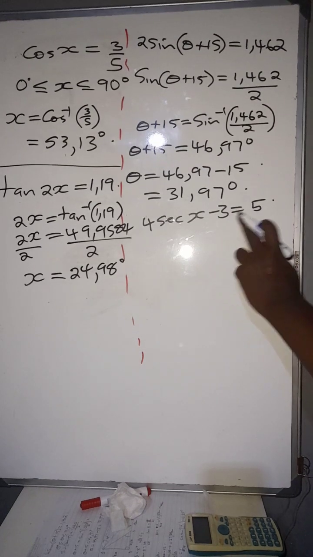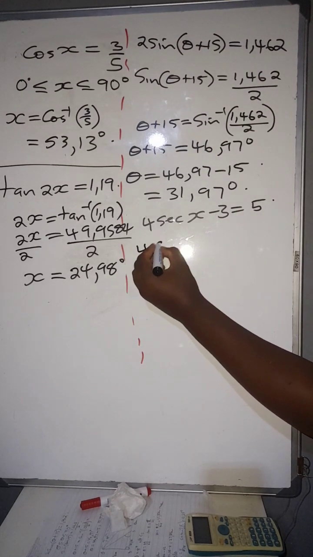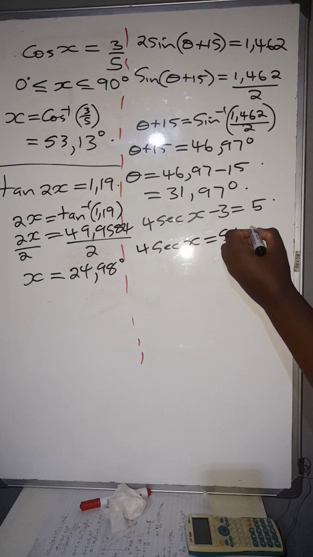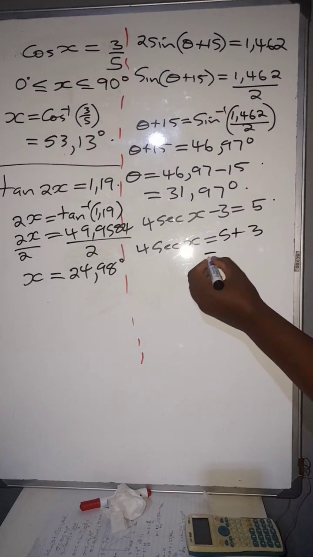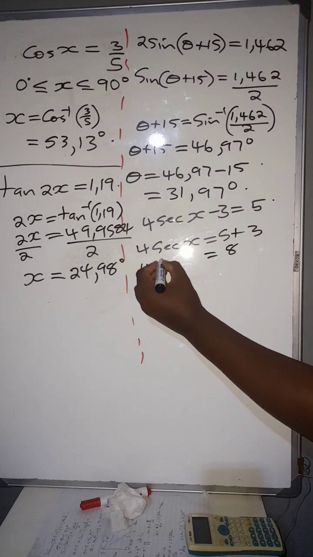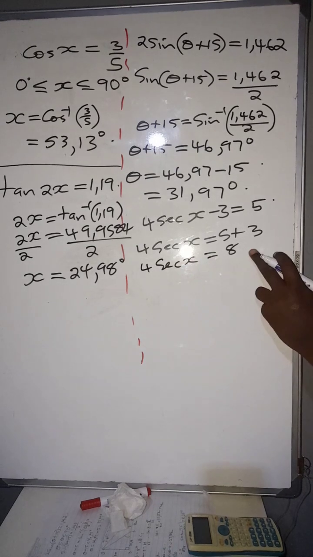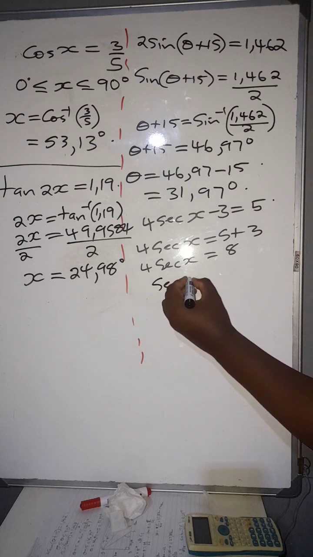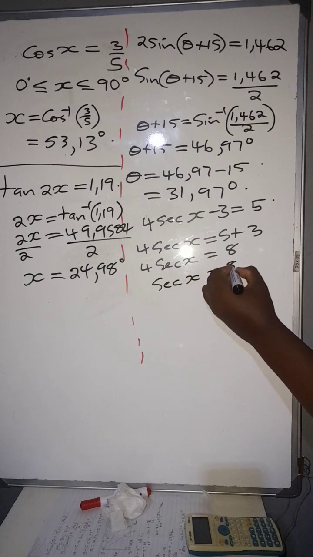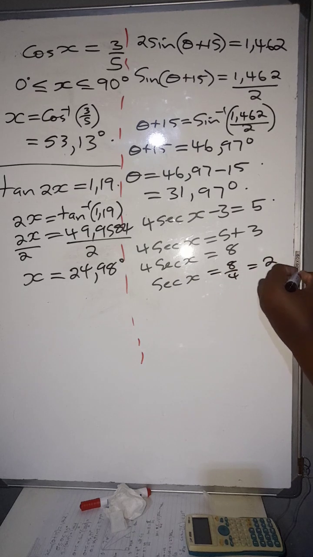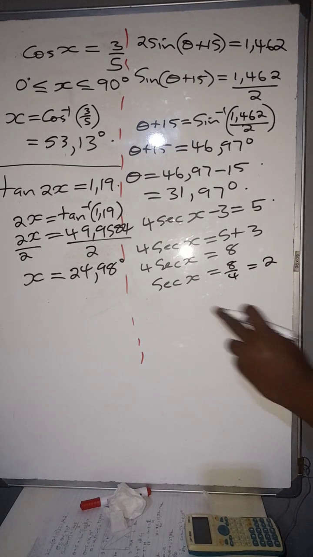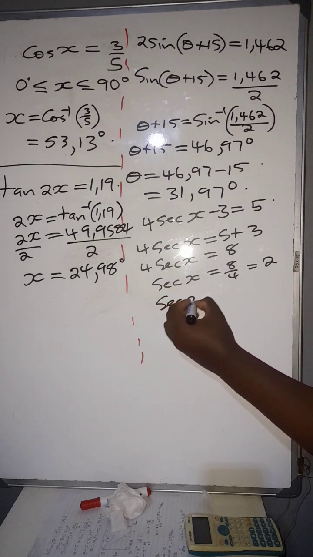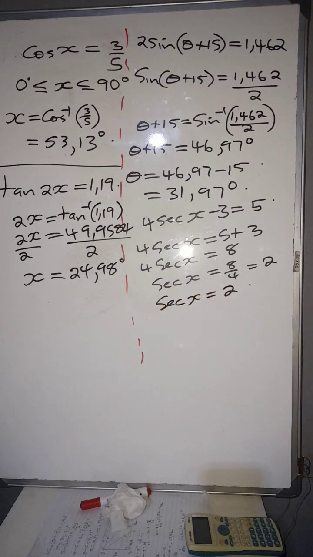First, we take this 3 to the other side. We have 4 sec x is equal to 5 plus 3. That gives us 8. 4 sec x is equal to 8. And then divide both sides by 4. We have sec x is equal to 8 over 4, which is equal to 2. Sec x is equal to 2. Let me write it.